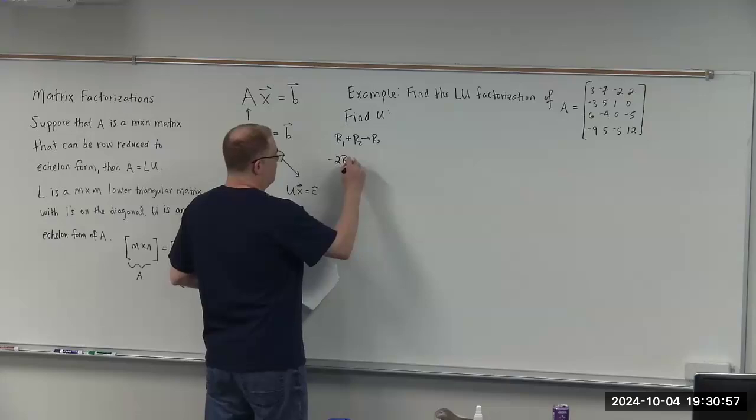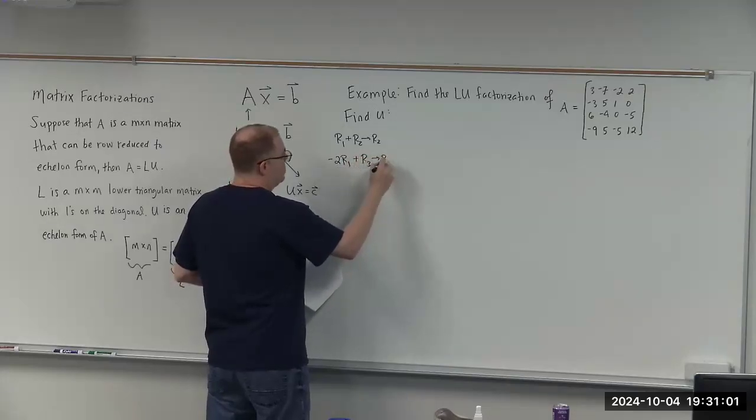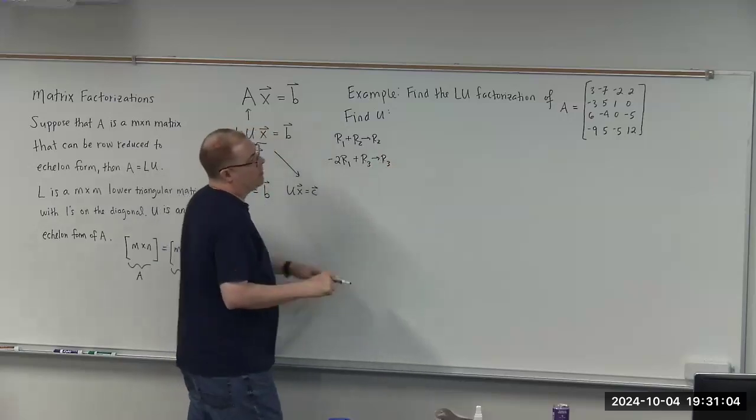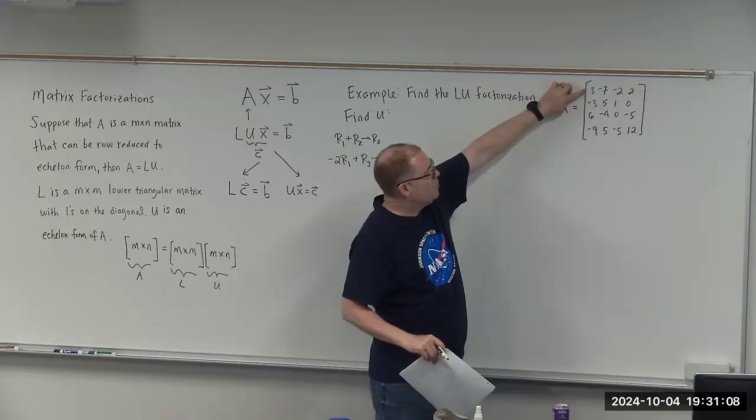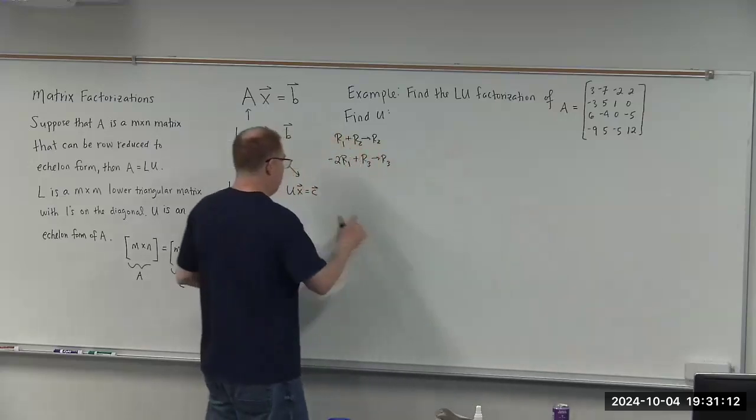So we're going to take minus two times R1, add it to row three, and store that result in row three. And then because of negative nine, we're going to multiply this by three. So multiply row one by three, add it to row four.